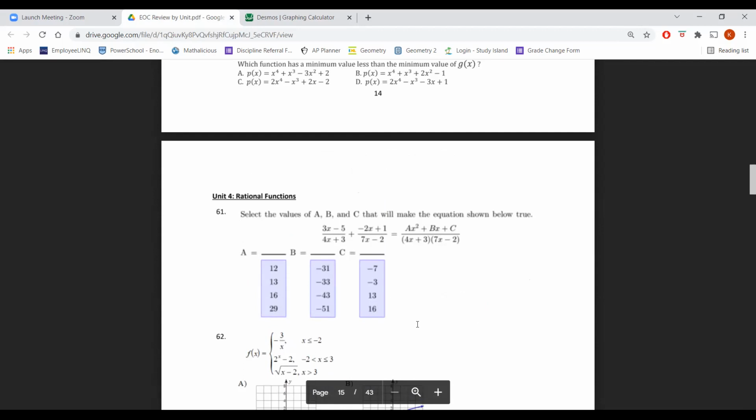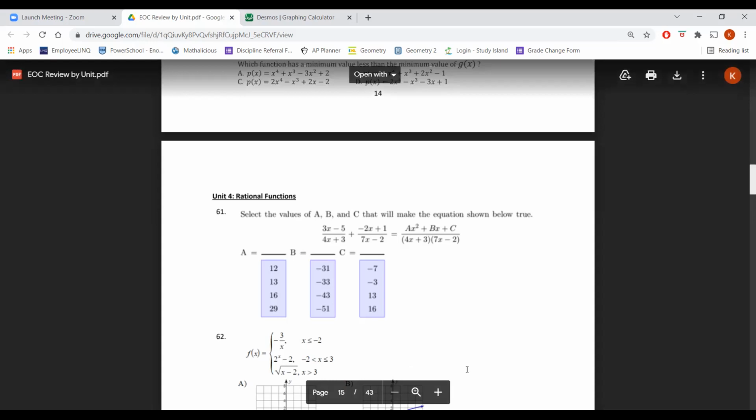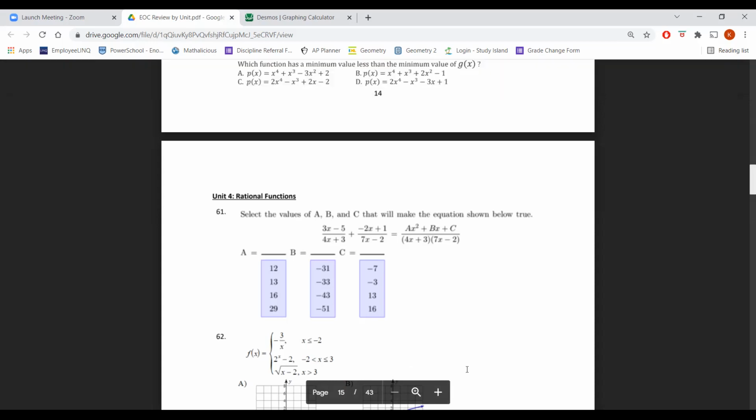This is a really good one to do because you can do this with Desmos, and it's a difficult Desmos strategy that we're actually going to end up doing. So go ahead and start typing that in, that fraction 3x minus 5 over 4x plus 3 plus negative 2x plus 1 over 7x minus 2. Go ahead and pause the video for a moment, start typing that into Desmos, and then I'll tell you how to do the rest of it.